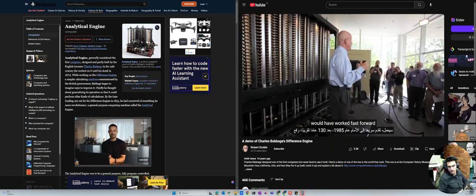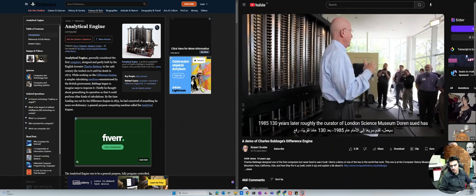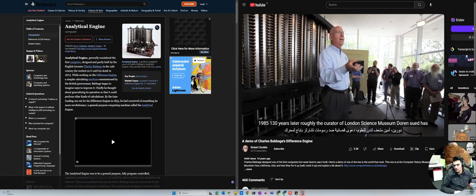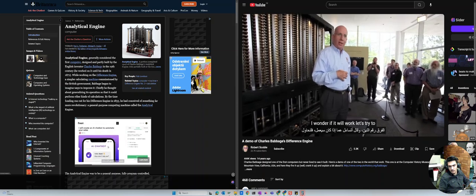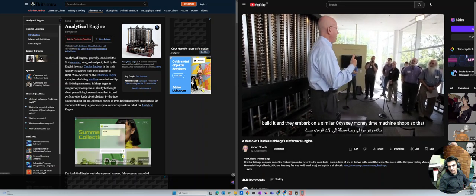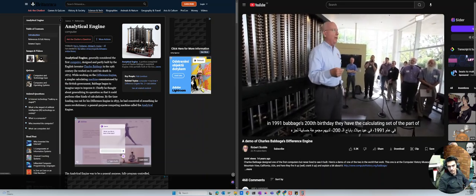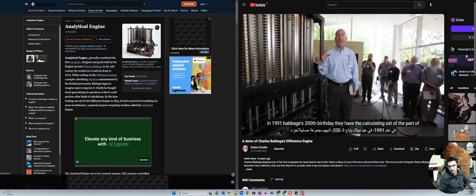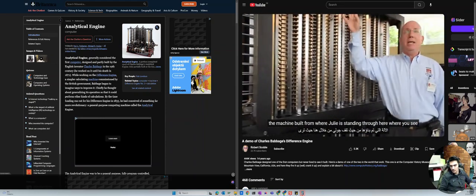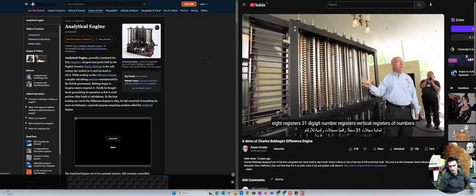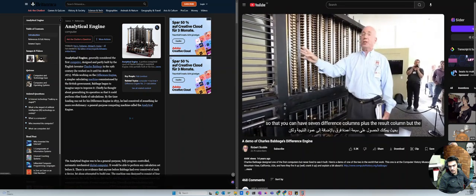Fast forward, 1985. 130 years later, roughly, the curator of the London Science Museum, Doron Swade, has Charles Babbage's drawings for difference engine number 2, and he says, I wonder if it will work. Let's try to build it. And they embark on a similar odyssey, money, time, machine shops, so that in 1991, Babbage's 200th birthday, they have the calculating section of the machine built, from where Julie's standing through here, where you see 8 registers, 31-digit number registers, vertical registers of numbers, so that you can have 7 difference columns plus the result column.